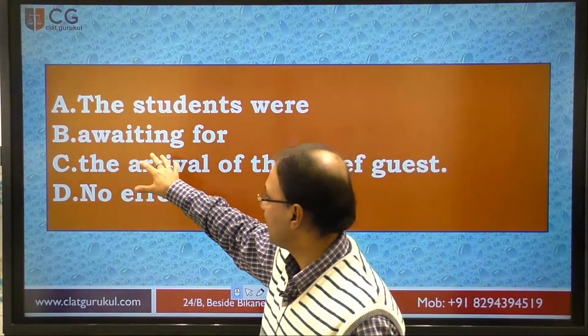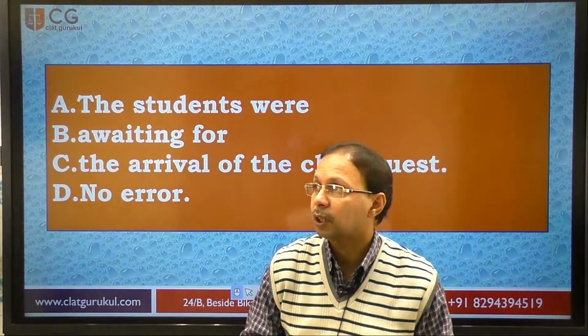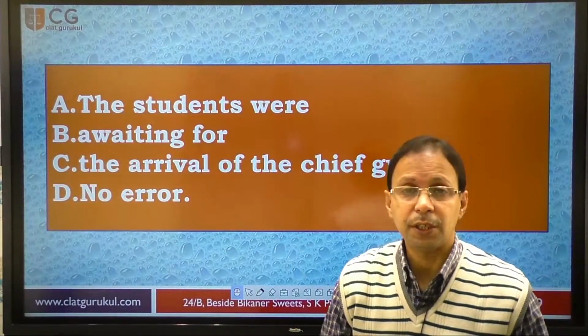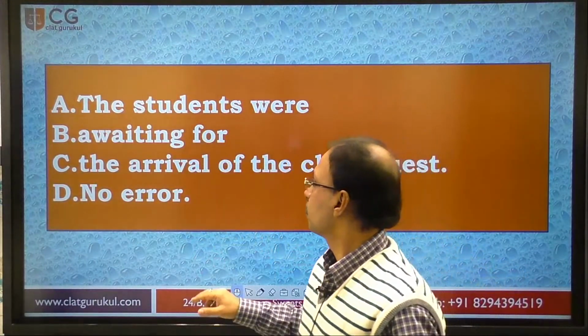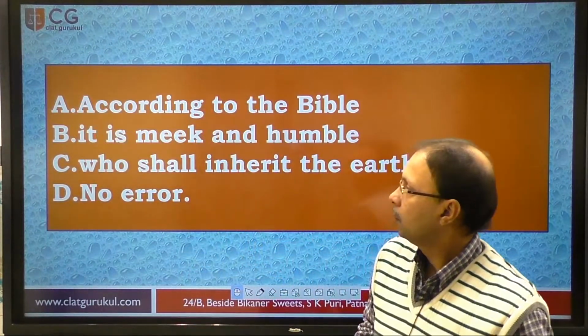Part B contains the error, and the error is that for will be removed, because awaiting for will not be there. It should be waiting for or awaiting. So in this case, for will be removed. Fine. Moving to question number 4.